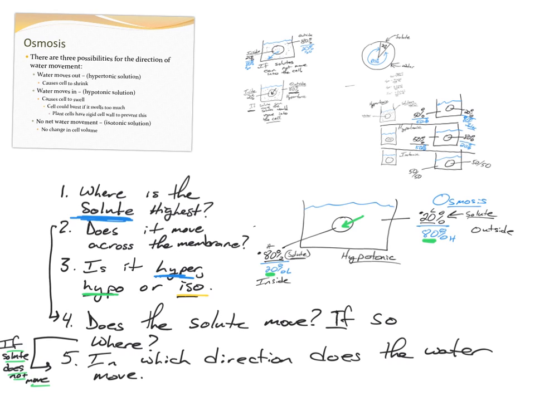If they're equal, if they're 50-50 on both sides of the membrane, is there going to be any net movement? Will water move? The water's always moving in both directions, so there's no net movement. Are we good with that? Yes.